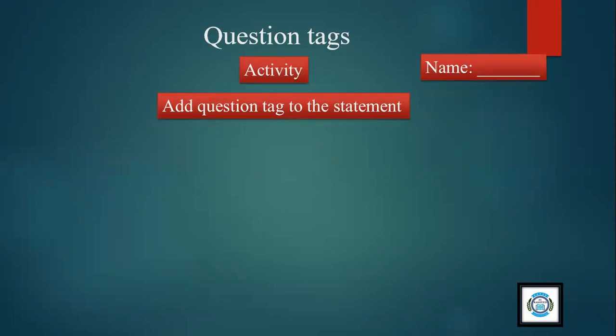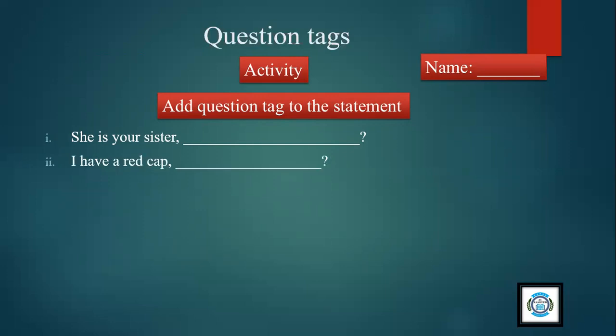Now let's come to the activity. What you have to do is add the question tag to the statement. She is your sister. So here you see the main verb is positive. You have to add a negative question tag. She is your sister, isn't she? I have a red cap, haven't I? She has 3 dogs, hasn't she?